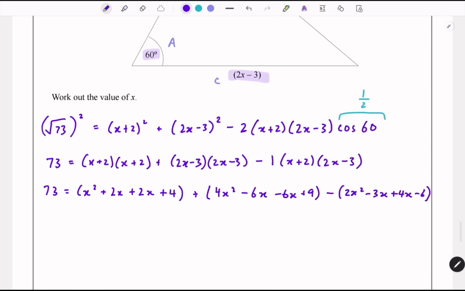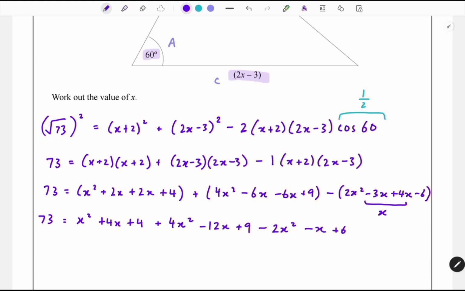Now we're going to simplify and collect like terms. We've got 73 equals, in this bracket, x squared, then 2x plus 2x is 4x, plus 4. Here we've got plus 4x squared, minus 6x minus 6x is minus 12x, plus 9. Then here we've got minus. Now remember, this minus is going to affect everything in the bracket. I'm going to simplify these two here. Minus 3x plus 4x gives us x. This minus is going to affect everything when we expand. So minus 2x squared, then minus x, and then minus 6 gives us plus 6.